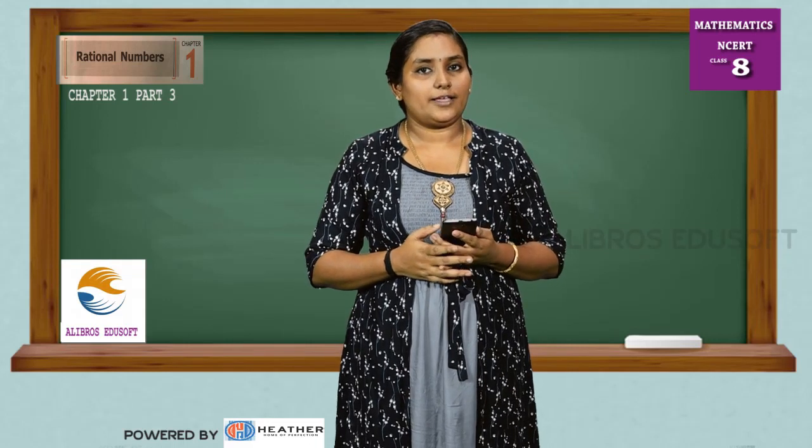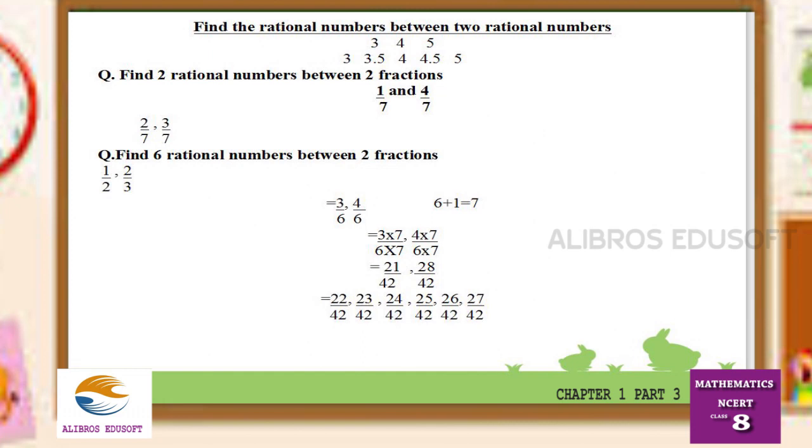Let us see with some examples. Yes. Question. Find two rational numbers between two fractions, for example 1 by 7 and 4 by 7. They are 2 by 7 and 3 by 7.